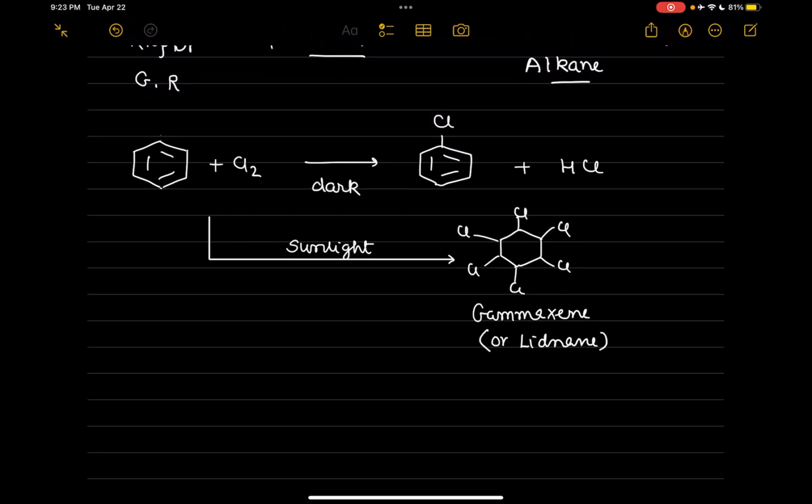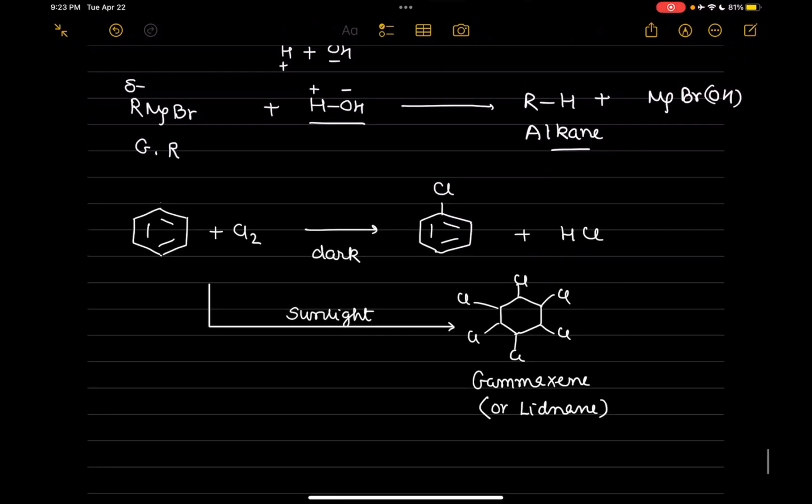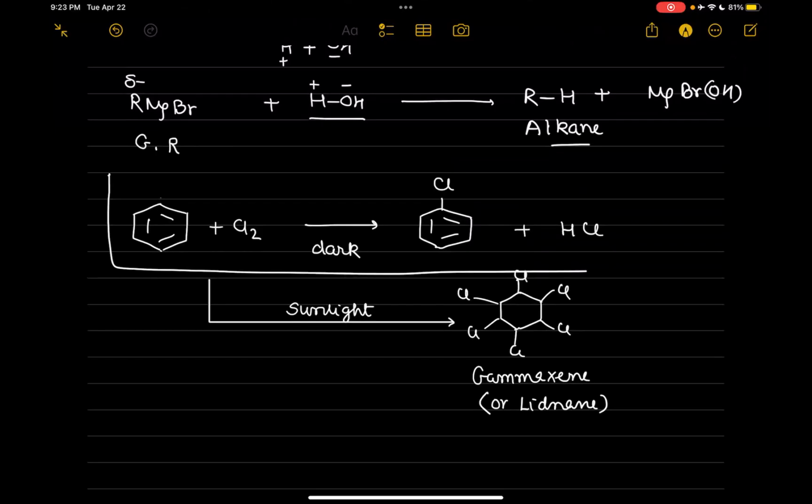Gamaxine or lindane. This is used as an insecticide. Okay, but we are actually talking about this reaction.